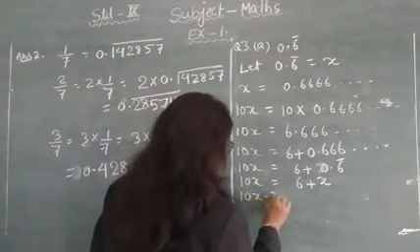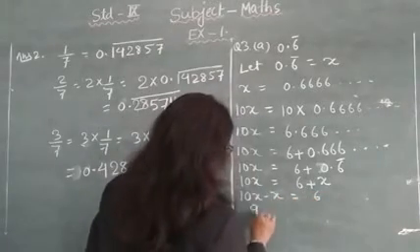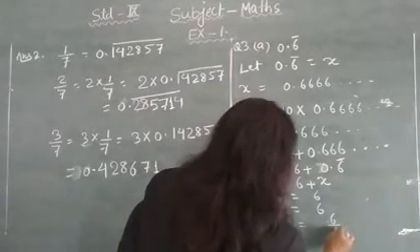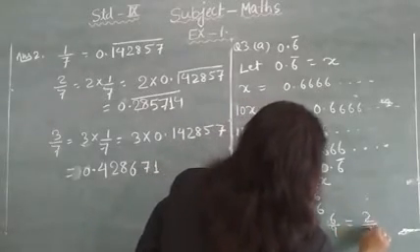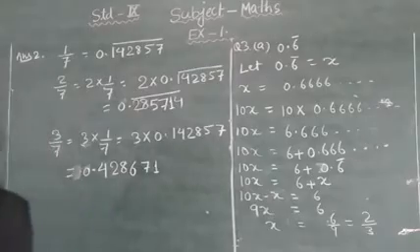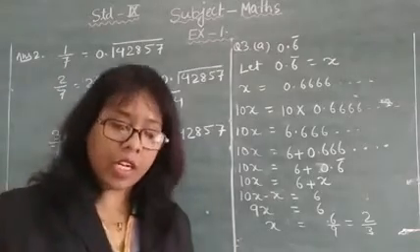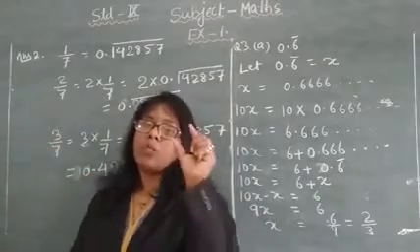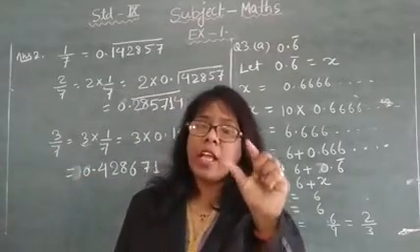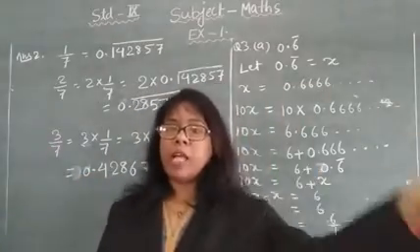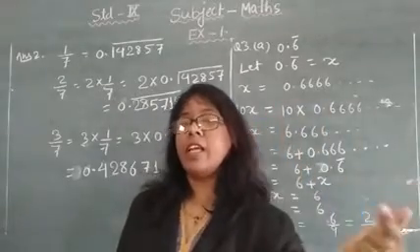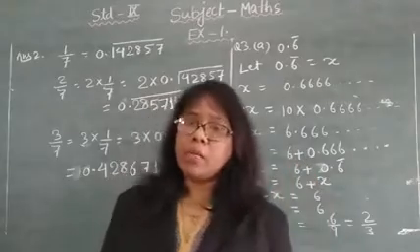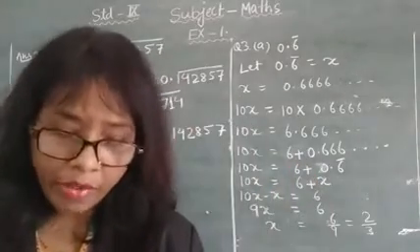10x minus x is equal to 6. 9x is equal to 6. x is equal to 6 upon 9, which is equal to 2 upon 3. So this is a very easy way to find out. You have to simply check how many numbers are in recurring. If two numbers are in recurring, multiply by 100. If three numbers are in recurring, multiply by 1000. If one number is in recurring, multiply by 10. Like that you can find out.